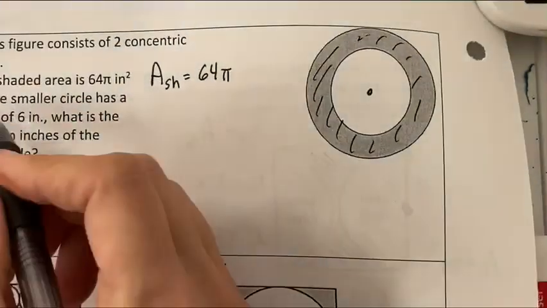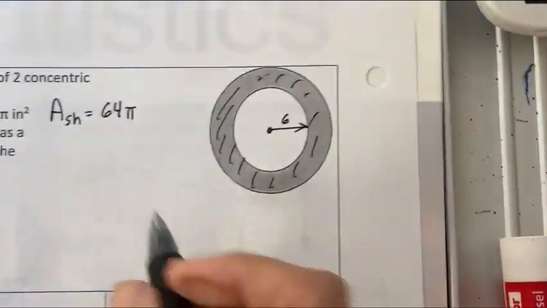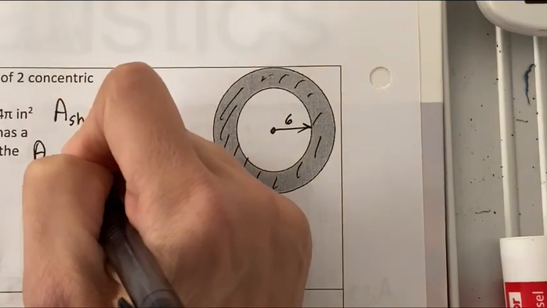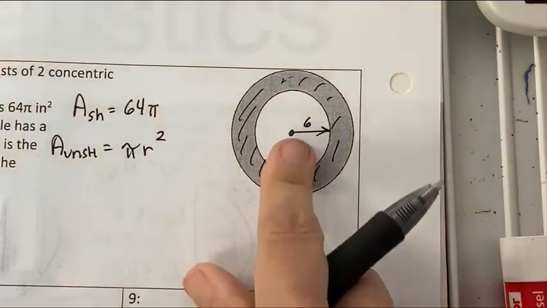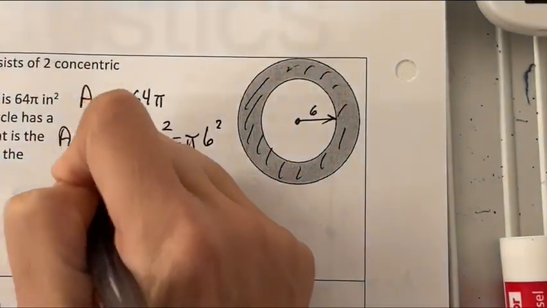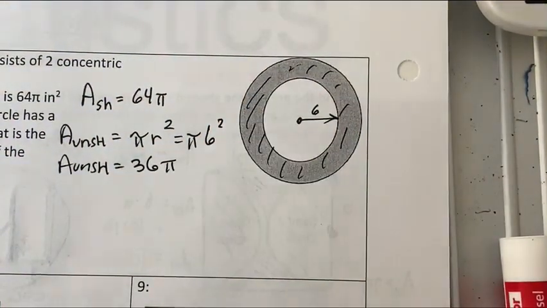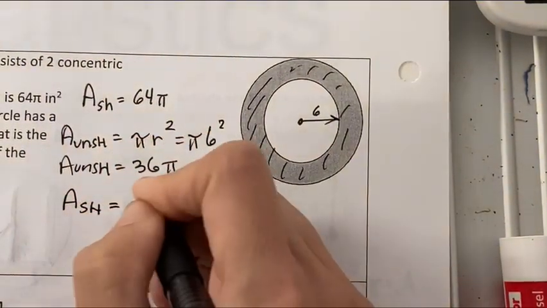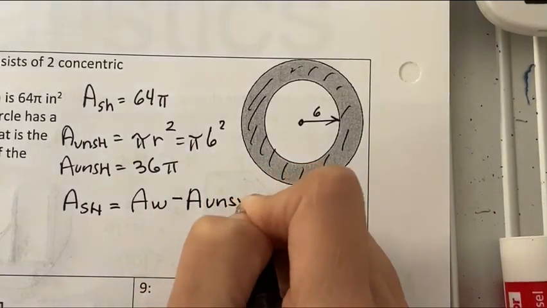We got it. And if the smaller circle has a radius of 6, well, the smaller circle is the unshaded. So let's find the area of the unshaded. The area of the unshaded is just pi r squared, and the radius of the unshaded is 6, so pi 6 squared, or the area of the unshaded is 36 pi. So what's our formula? Well, the area of the shaded is equal to the area of the whole thing minus the area of the unshaded, right?